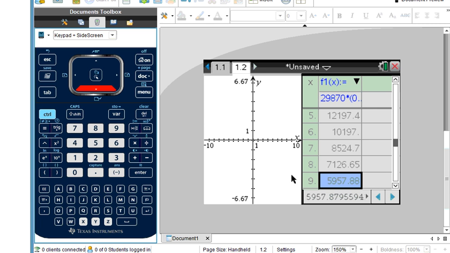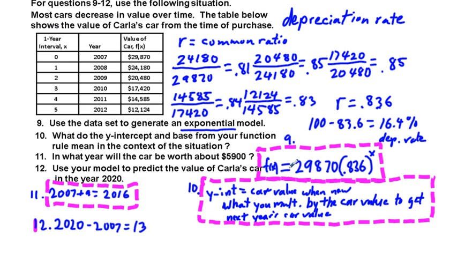And to do that, just keep on going down. Year 10, 11, 12, 13. So I see approximately $2,910, $2,910. Okay, so that'll be the value of the car. And so that's all those things answered.